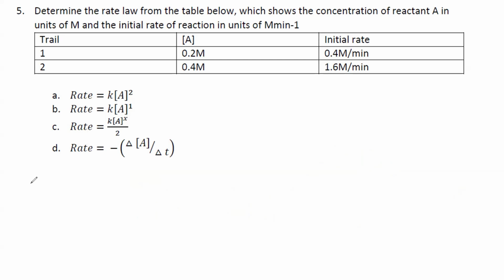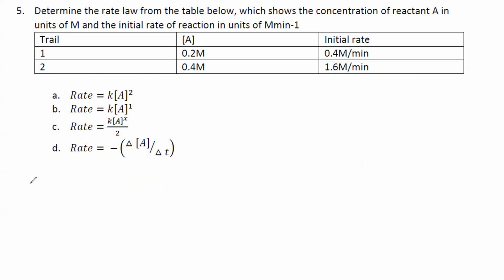In this video, we are going to look at the next question, which is question 5. The question says, determine the rate law from the table, which shows the concentration of the reactant A in units of molar and the initial rates of the reaction in units of molar per minute. We are given experiments 1 and 2, and of course the reactant is A.